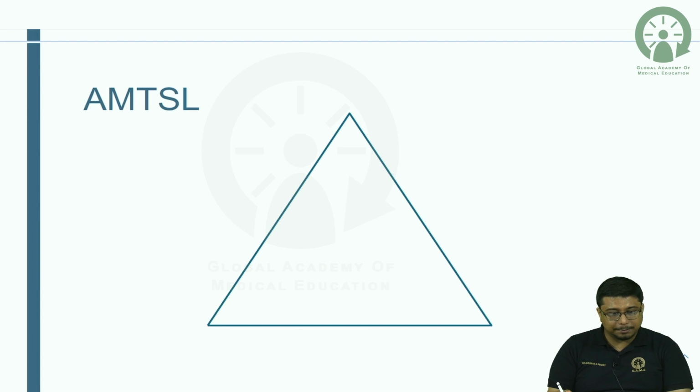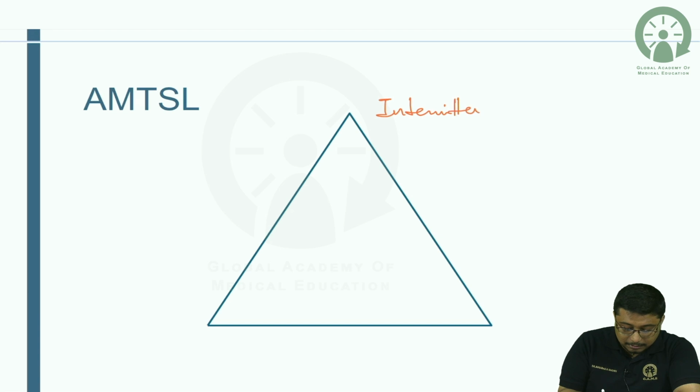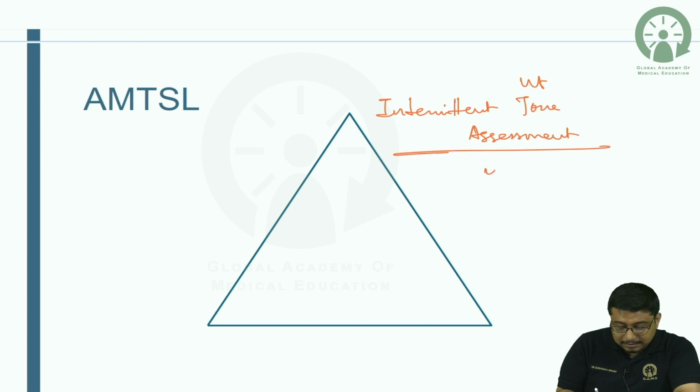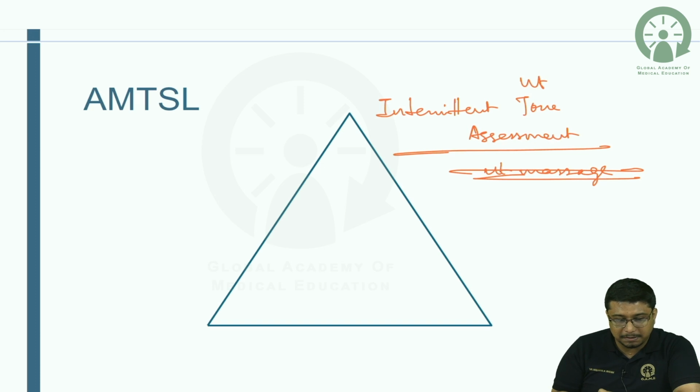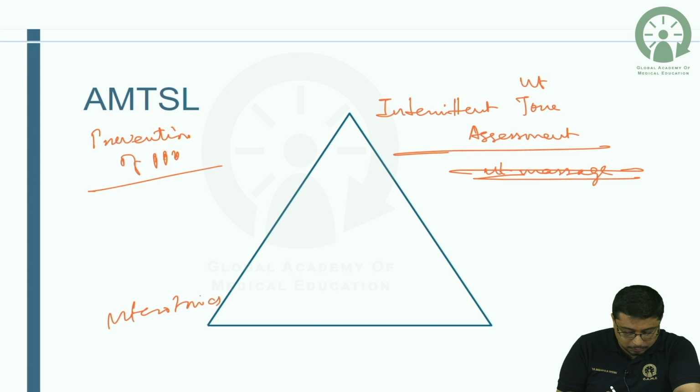Now coming to the active management of third stage of labor, I have put a triangle because it had three parts. So this is intermittent uterine tone assessment. Okay, previously it was uterine massage, now it is removed. It is not uterine massage anymore. Uterine massage is used in management of PPH but not in prevention of PPH. This is prevention of PPH, active management of third stage of labor. Okay, and we need to give uterotonics.